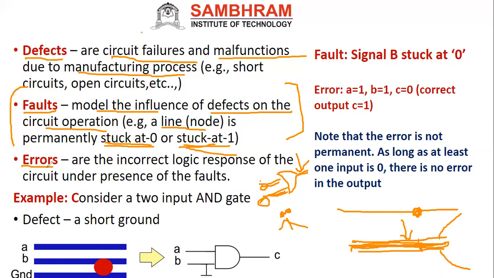Next, what is the error actually? Errors are the incorrect logic response of the circuit in the presence of a fault. So due to this fault, what will happen? The incorrect logic response we may get as the output. That is called an error.